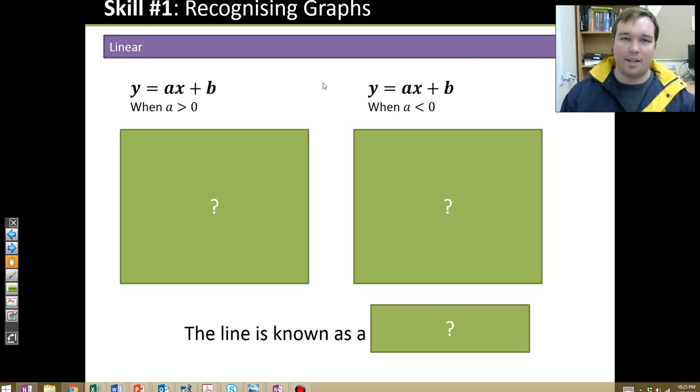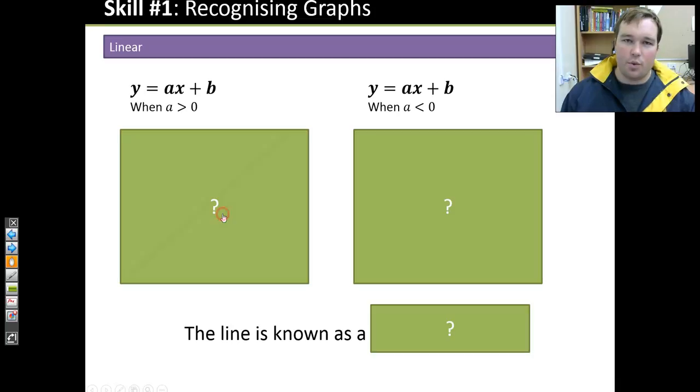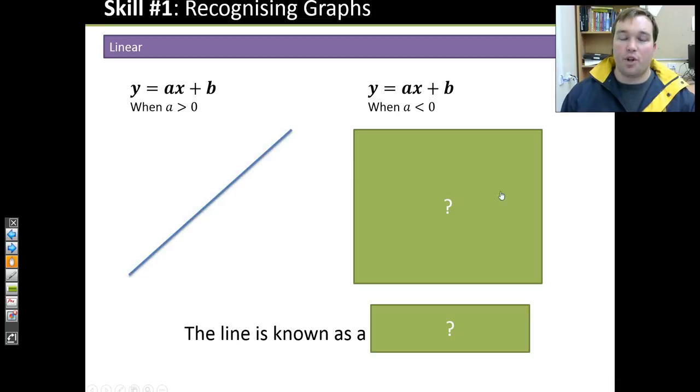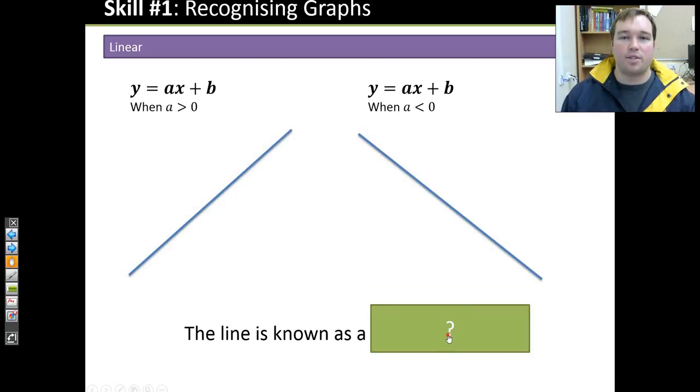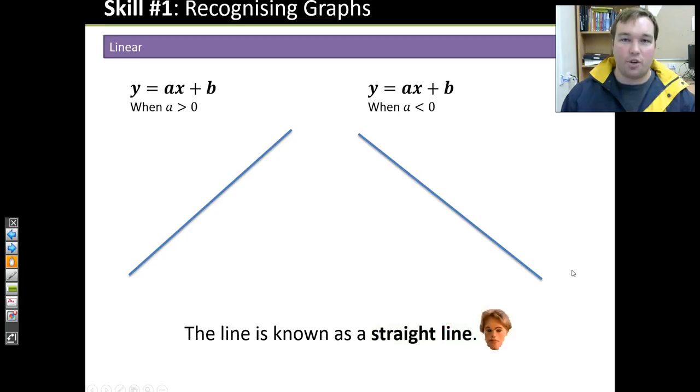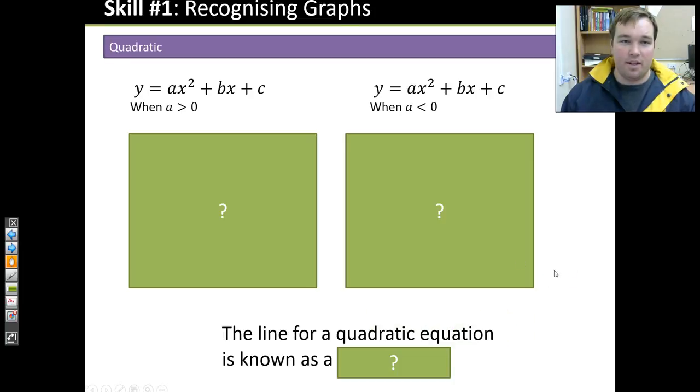Firstly, linear graphs. In the form y equals ax plus b, you've also seen it as mx plus c, where the first number, the coefficient of x, is the gradient, and the second number is the y-intercept. When a is greater than 0, you would expect a positive slope; when a is less than 0, a negative slope. This line is also known as a straight line. Don't ask me why that guy's face is there.